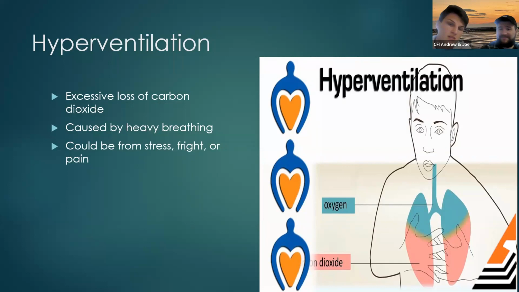Okay. Now, on the other side, right? So hypoxic, I always mix them up. Hypoxia is the excessive loss of oxygen. So now we move into what we call hyperventilation. This is an excessive loss of carbon dioxide. Yep. So this can be caused by heavy breathing. Right. So this can be caused from stress, fright, or pain. So if you're stressed in the aircraft, you have a giant workload, you start to breathe heavier. You're going to lose a lot of carbon dioxide.